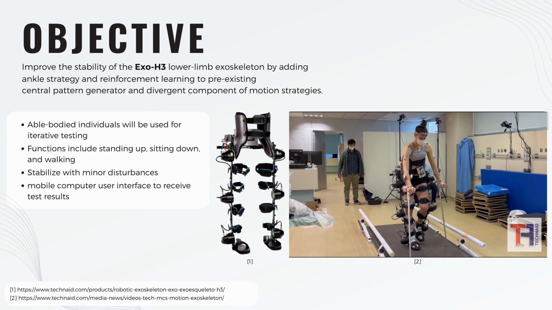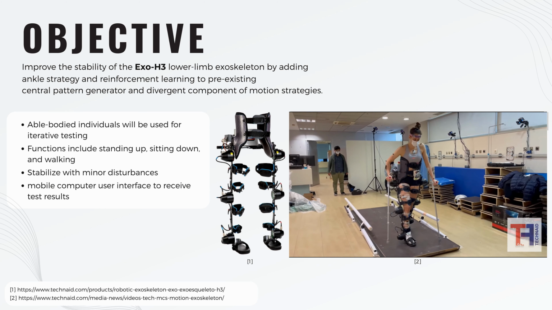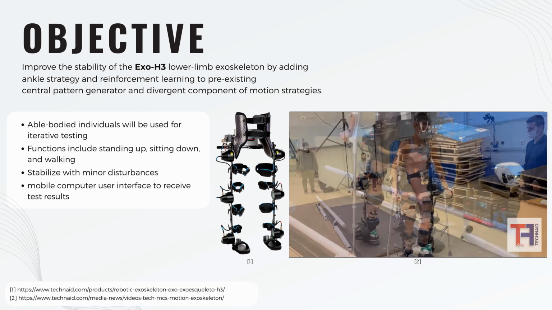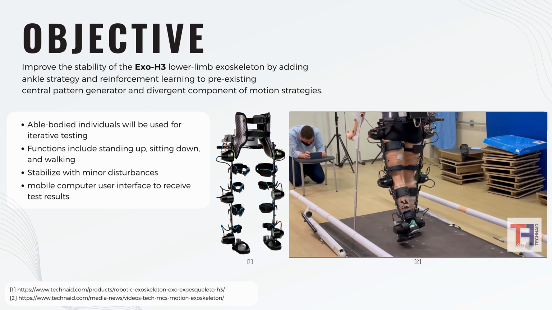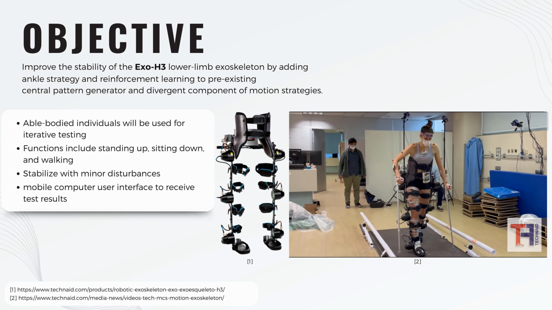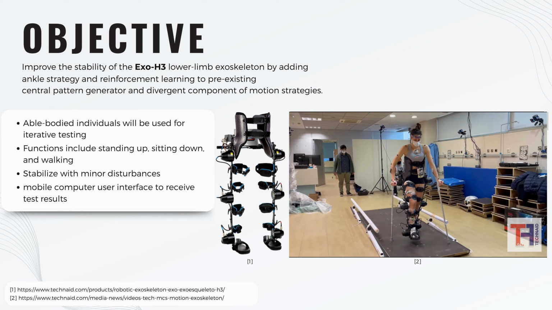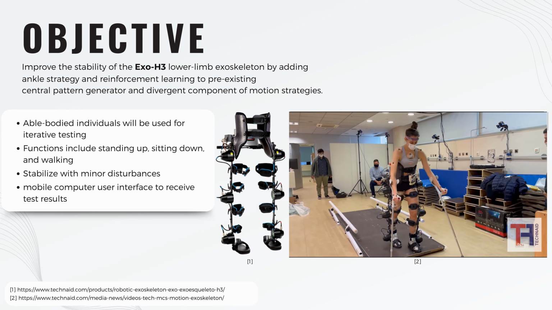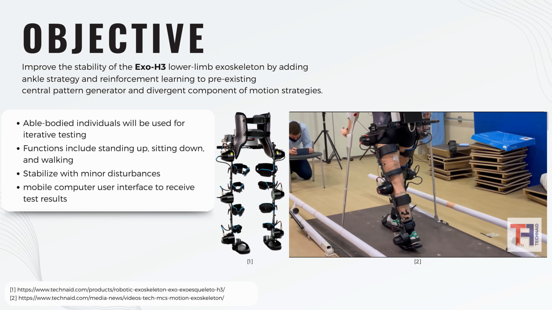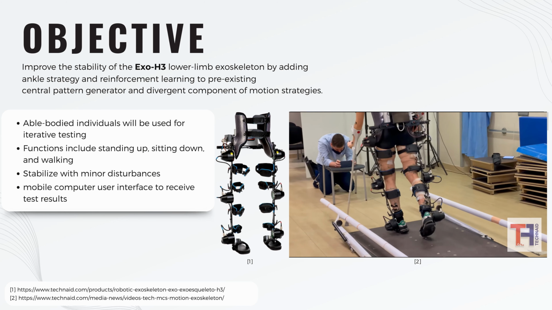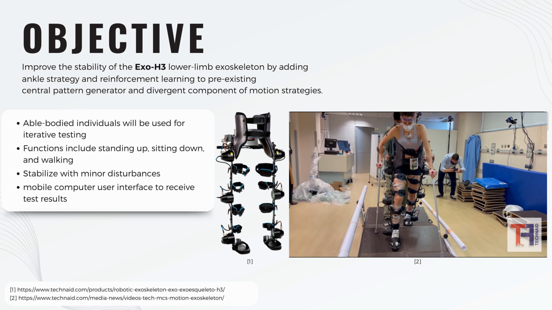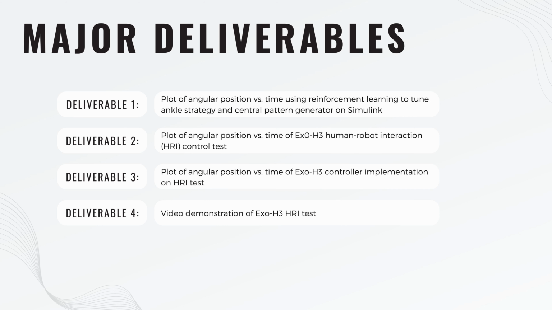The objective of this proposed project is to improve the stability of the EXO-H3 lower limb exoskeleton by adding ankle strategy and reinforcement learning to pre-existing central pattern generator and divergent component of motion strategies. Able-bodied individuals will be used for iterative testing for functions including standing up, sitting down, walking, and stabilizing with minor disturbances. A mobile computer will be used for the user interface to receive test results and observe the quantitative success of each result. There will be 4 major deliverables for this project.